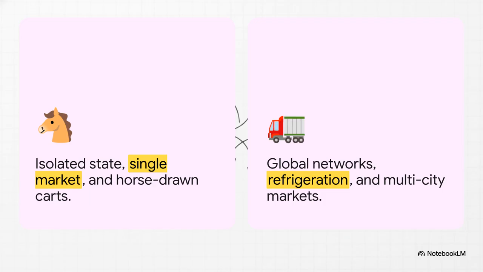Instead of an isolated state with horse-drawn carts and a single market, we now have complex global networks, refrigerated trucks, and massive multi-city markets. Suddenly, highly perishable milk doesn't need to be produced right outside the city limits anymore. It can be flown or driven across an entire continent in a cold chain. The strict mathematical rules of distance and perishability that built those perfect rings were entirely overcome by modern technology.